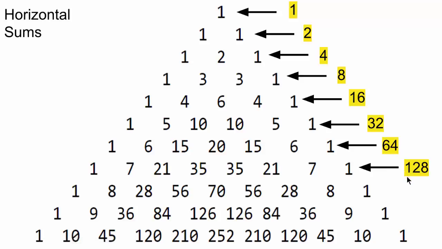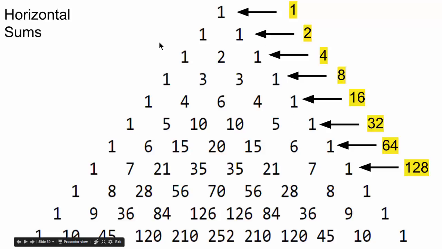So if you look at it like this, these numbers right here, the one in yellow, what kind of pattern do they make? Well, actually they are the powers of 2. So here, this is 2 to the power of 0, this is 2 to the power of 1, 2 to the 2, 2 to the 3, 2 to the 4, 2 to the 5, 2 to the 6, and 2 to the 7, and so on.